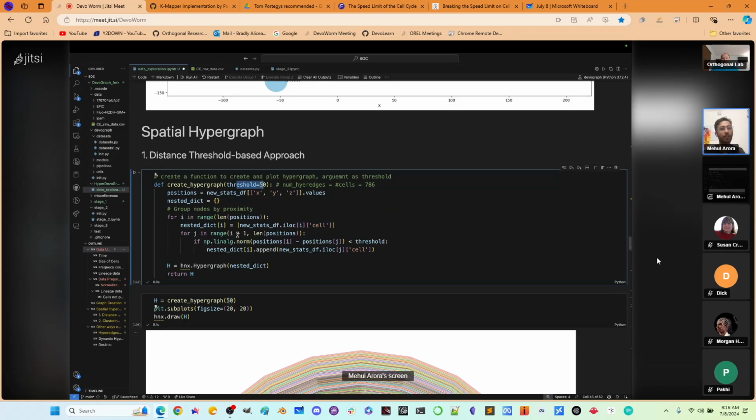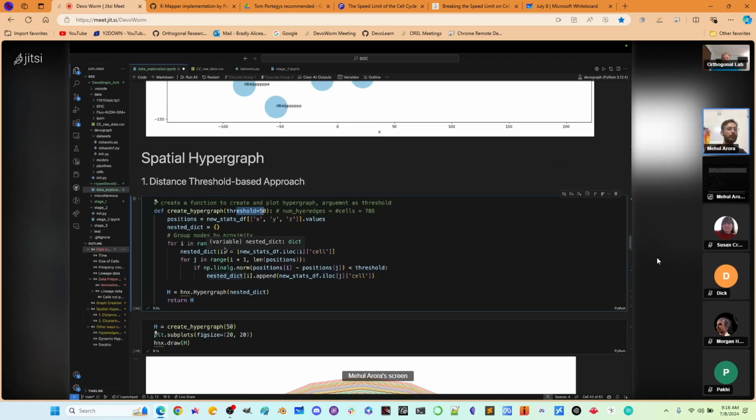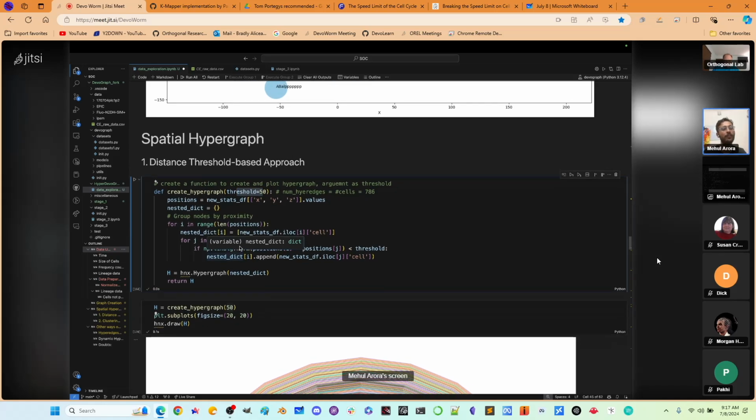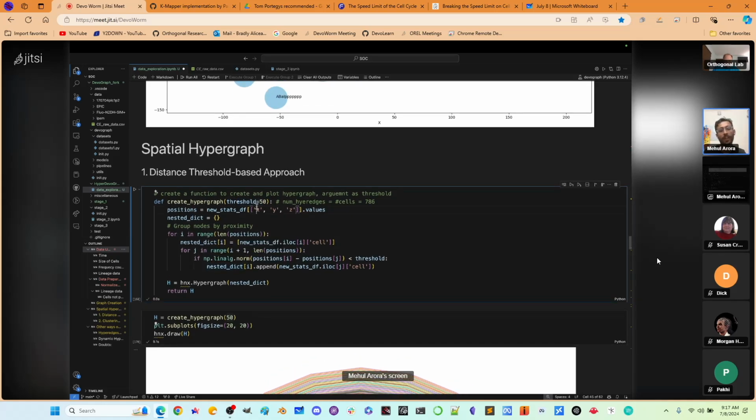So what I have done is, based on the distance proximity, using somewhat like KNN. KNN is K nearest neighbors. We have created a graph with a threshold value, which is the KNN hyper edge. So this is how it looks like.